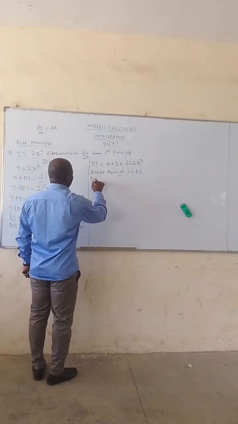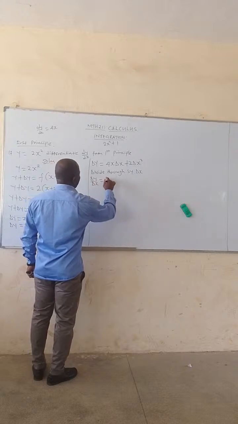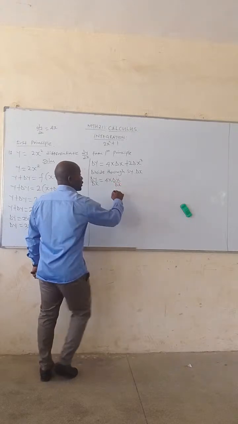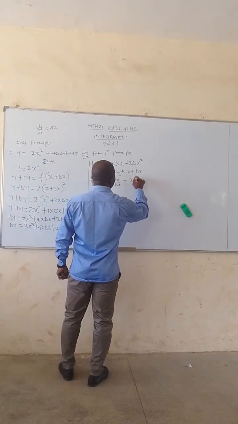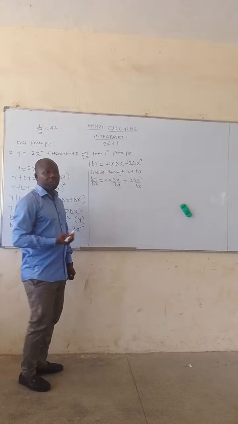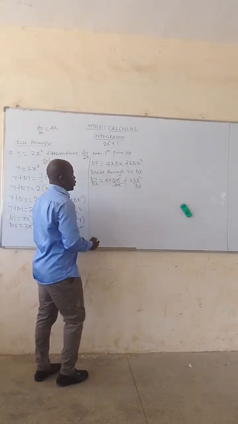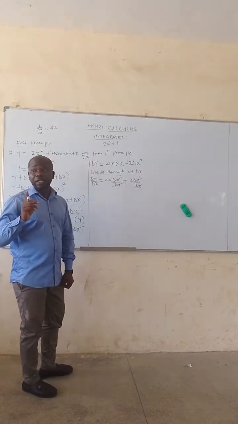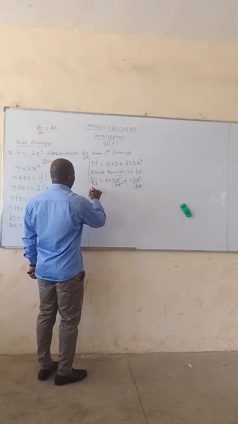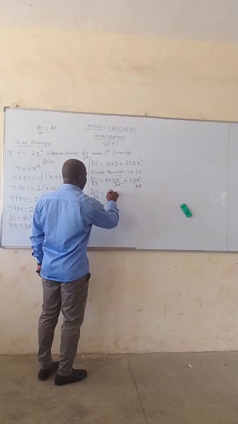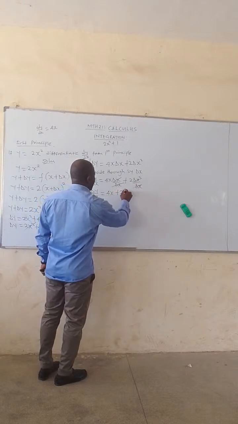Our dy all over dx is equal to 4x dx all over dx, then plus 2 dx squared all over dx. So you don't need a prophet to tell you, this and this will go. This cancels this. Remember, 1 dx. So if you can see what I am saying, plus 2 dx.